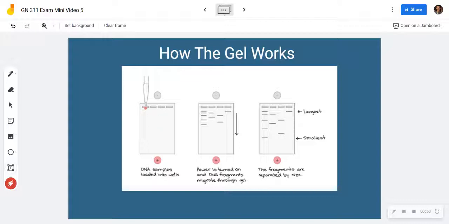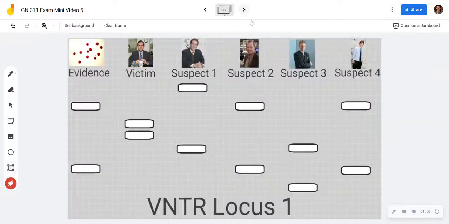DNA samples are added into each individual well. The gel is turned on with the negative electrode up here, positive down here, and the DNA is negative, so it travels away from the negative to the positive. Lastly, the smaller the fragment, the farther it will travel.